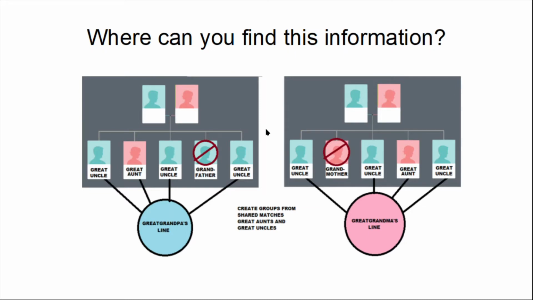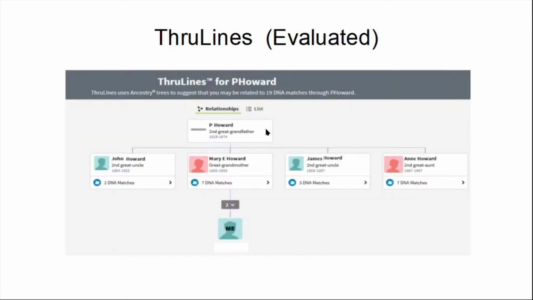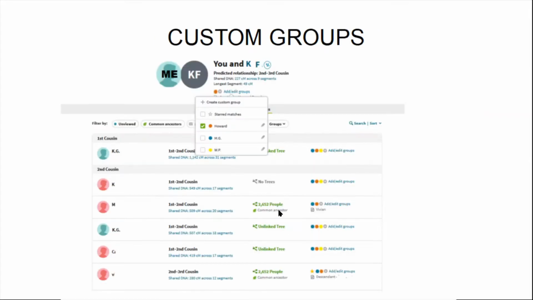Now, where can you find this kind of information? We've seen this before. I bet you know. Through lines. Of course, you've evaluated your through lines because you know there can be junk here and people can be in the wrong branch. But with through lines, we can create these very easily. And we are going to create custom groups.